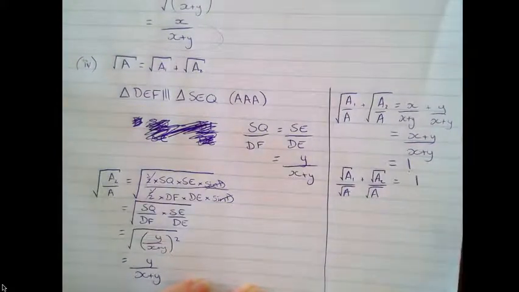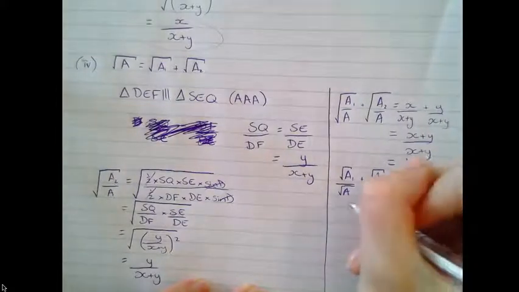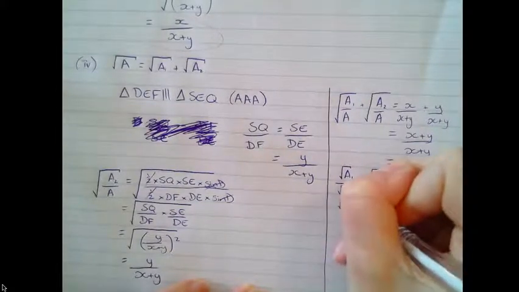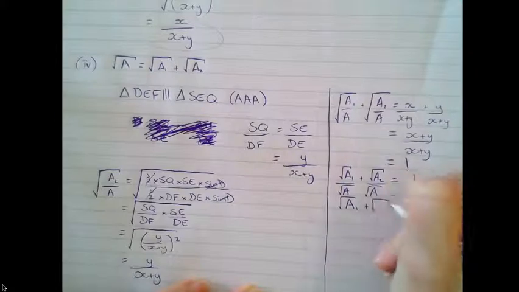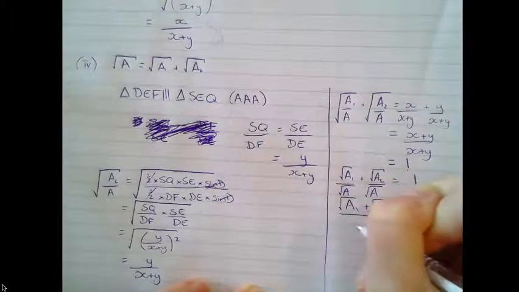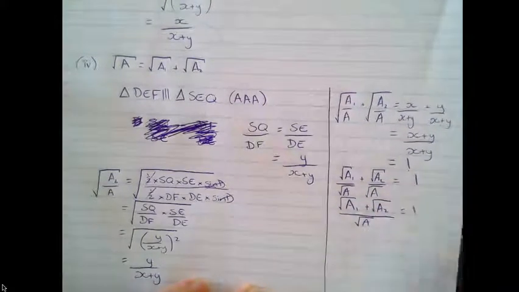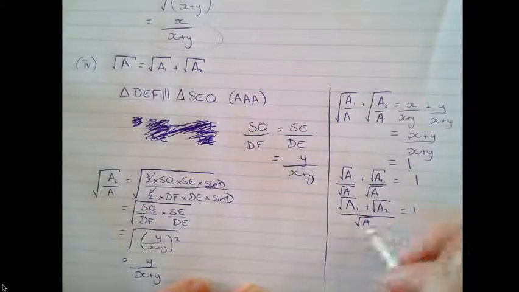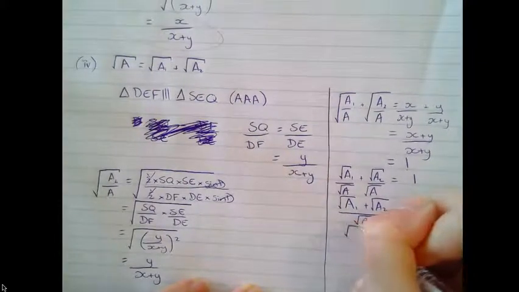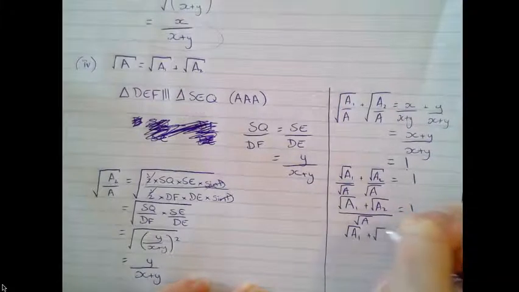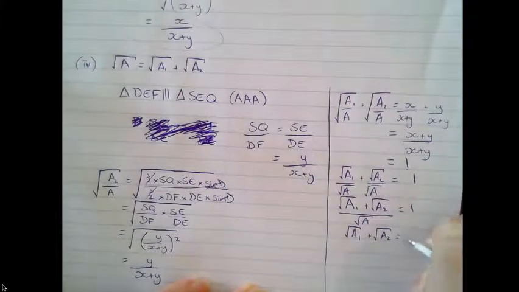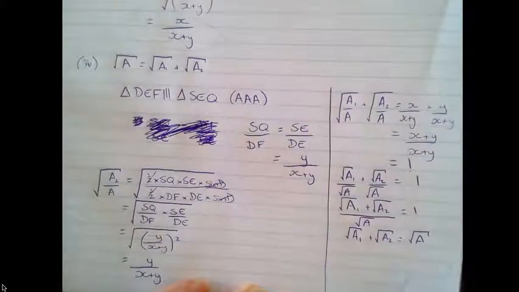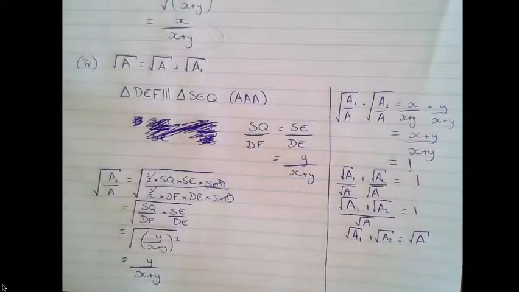equals 1. Now because they have the same denominator, we could write that as the square root of A1 plus the square root of A2 all over the square root of A is equal to 1. And then we can multiply both sides by the square root of A. So we're going to end up with the square root of A1 plus the square root of A2 is equal to the square root of A, which is what we're aiming for if you flip it all around. All right, so that is parts 3 and 4 of question B.